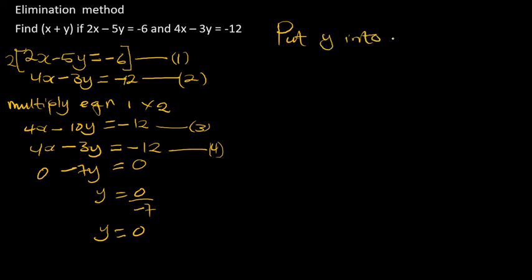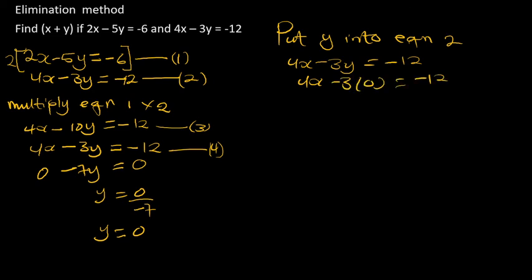Alright, so this time let's put y into equation 2. So there is our equation 2, 4x minus 3y, which is equal to minus 12. So we have 4x minus 3, our y is equal to 0, equals minus 12. So we have our 4x minus 3 times 0, which is of course 0. So 4x plus 0 equals minus 12. So we now have 4x equals minus 12.